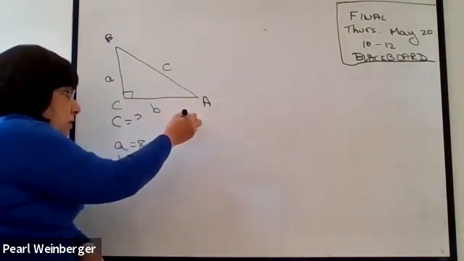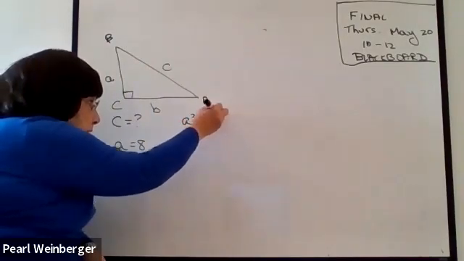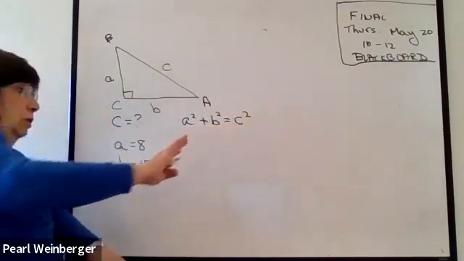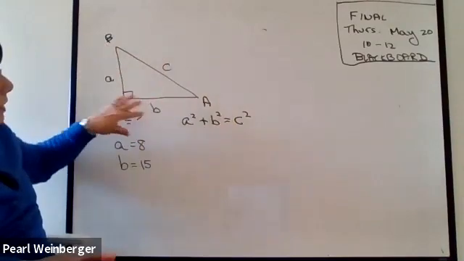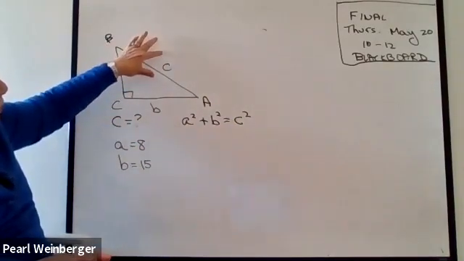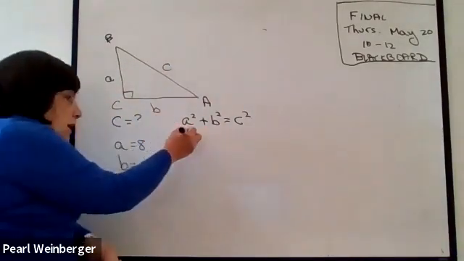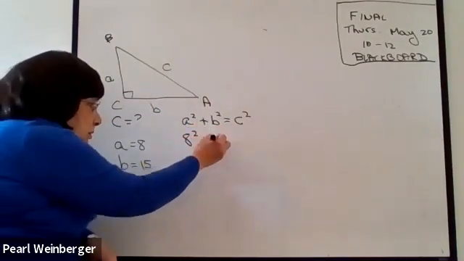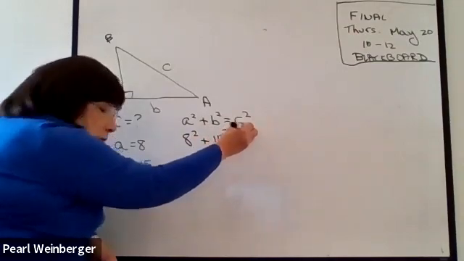The Pythagorean theorem works like this. A squared plus b squared equals c squared. This is a formula that you can use when you have a right triangle and you know 2 of the sides and you want to figure out the third side. So in this case, the A they told me was 8, so it's going to be 8 squared. The 15, this is 15 squared, equals c squared.